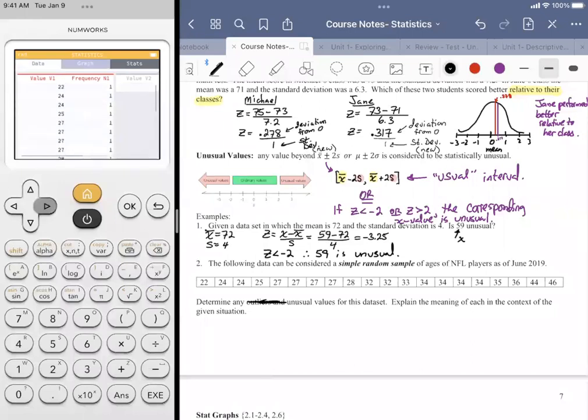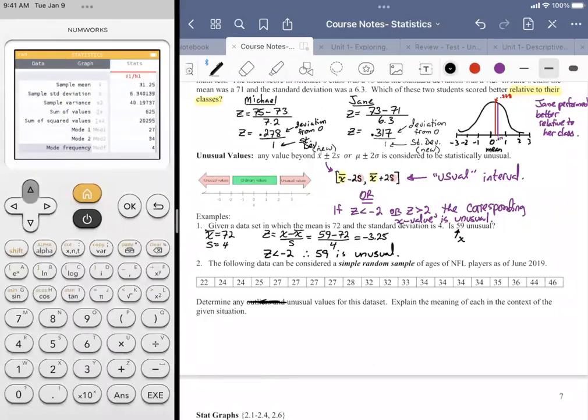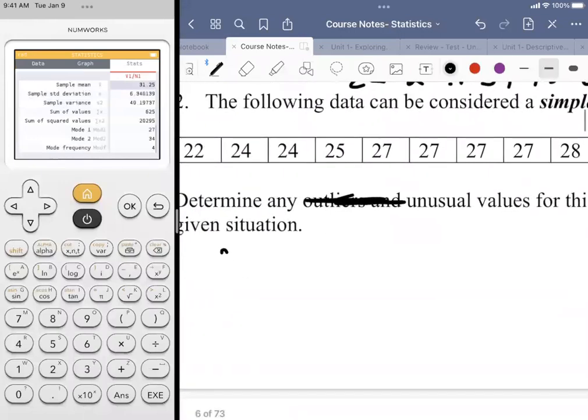But then we get down to the nitty gritty, over to stats, and we grab the sample mean. And it even has a little notation there. I mean, you really can't beat that. The sample mean is 31.25. So X bar is 31.25. And S, the sample standard deviation, is 6.340.